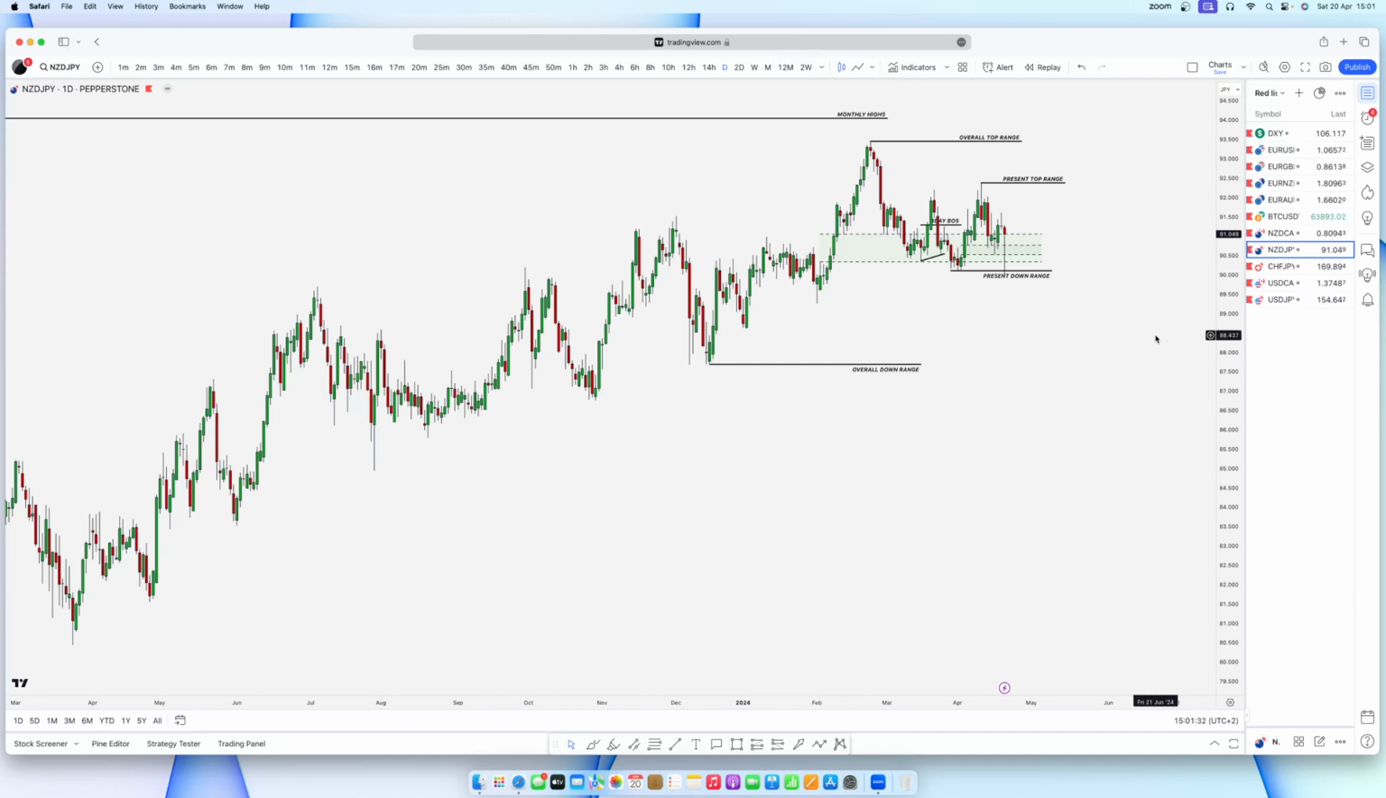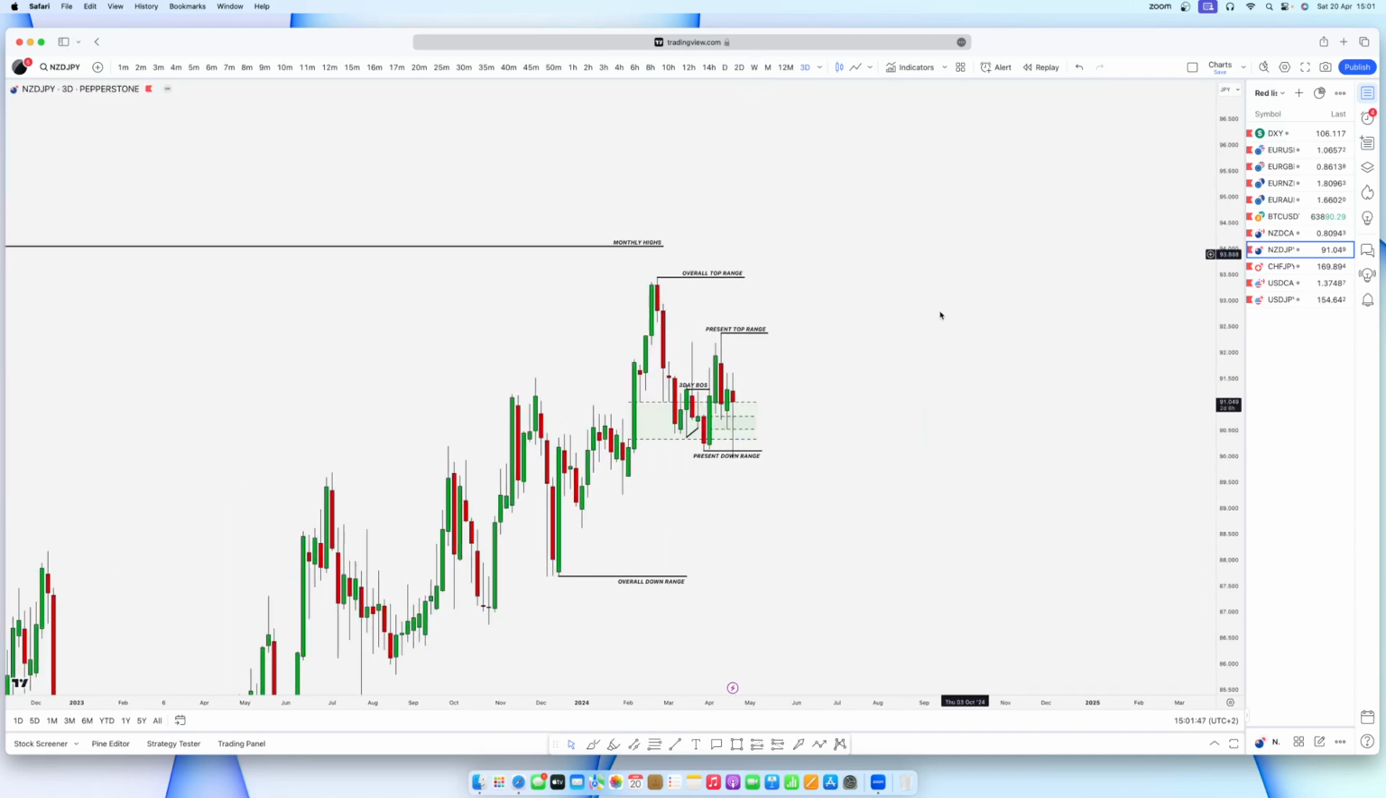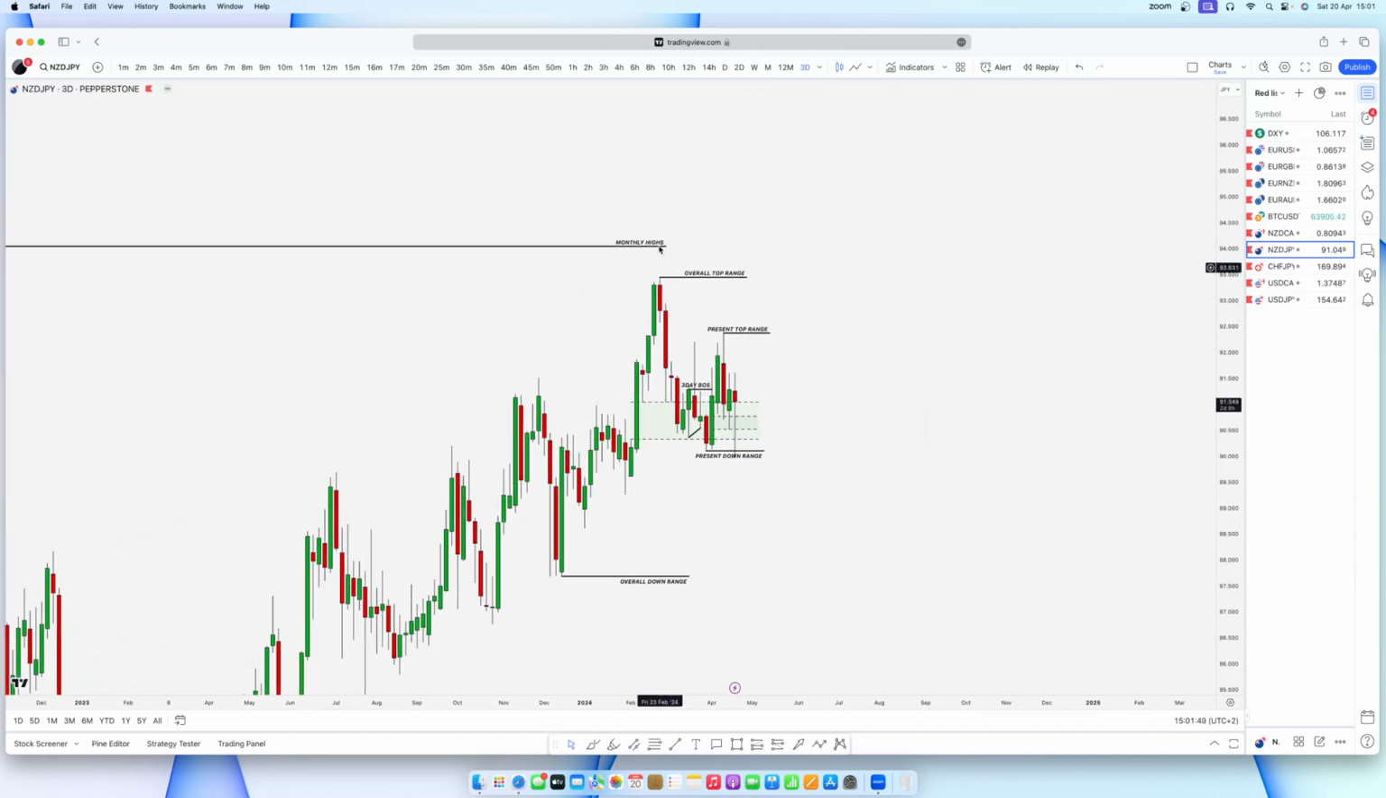From the results, the conclusion of our analysis is that we want to see NZD JPY go to the upside, right? And you can see this is a 3-day break of structure to the upside. Basically we had the monthly highs, which Moses was able to identify, we have the overall range, and then the present range. Price on NZD JPY has been pretty bullish. Price came into the imbalance, and then what happened? We can see accumulation that took place inside the 3-day imbalance.